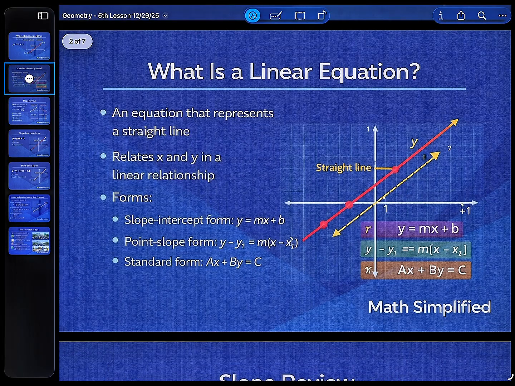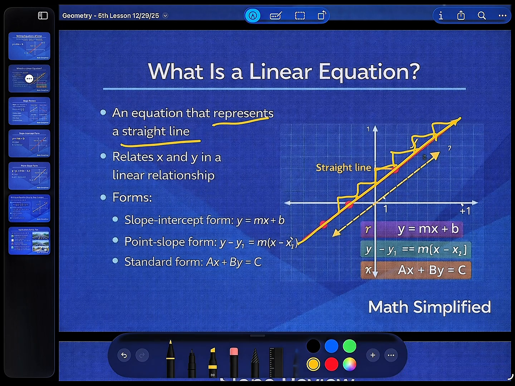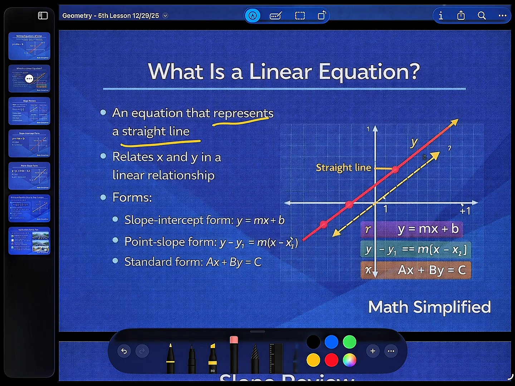So what is a linear equation? A linear equation is an equation that represents a straight line. You might see it like this, it's a straight line, but in this straight line, it has a common pattern that keeps repeating over and over again, and it never stops, okay? That's what we call a slope. A slope just has a repeated pattern that forms a straight line over here. So it relates x and y in a linear relationship.